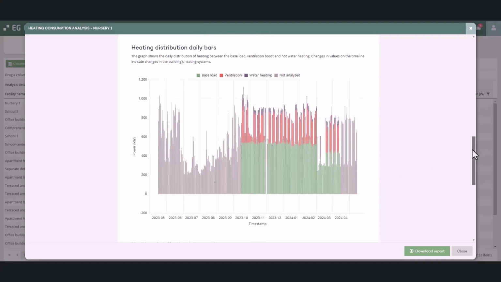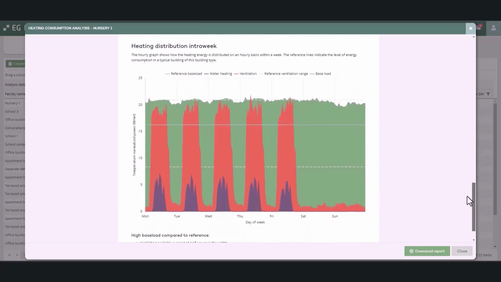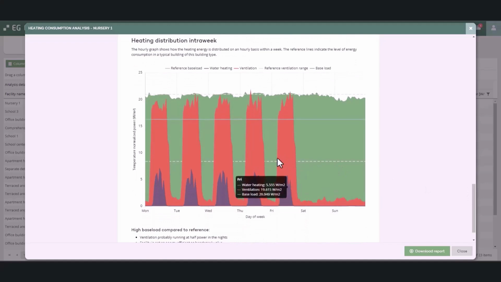Heating distribution interweek graph shows how the heating energy is distributed on an hourly basis within a week on average. The reference lines indicate the level of energy consumption in a typical building of the same building type. There are two reference lines for ventilation, which indicate the range in which the heating energy consumption of ventilation is typically when the air volumes are at a normal level typical for the facility type. High ventilation heat consumption could indicate that the heat recovery of ventilation is poor, air volume is higher than normal, or the temperature of ventilation air is unnecessarily high.